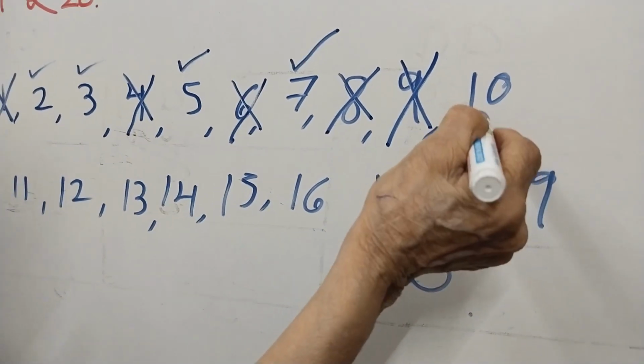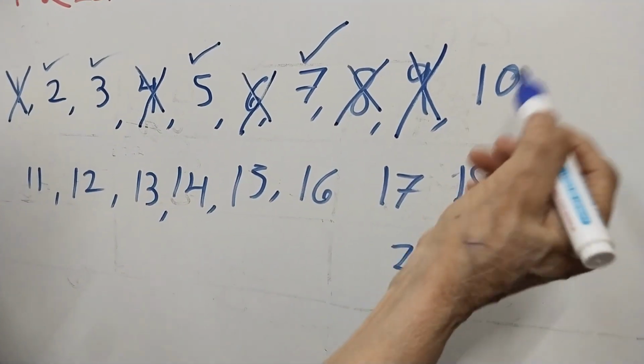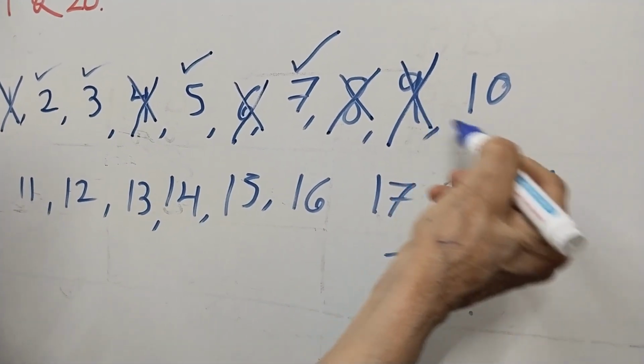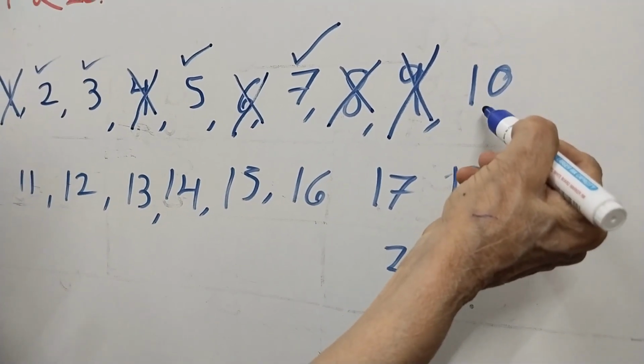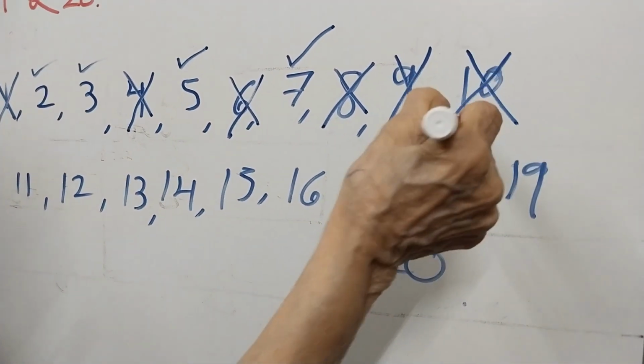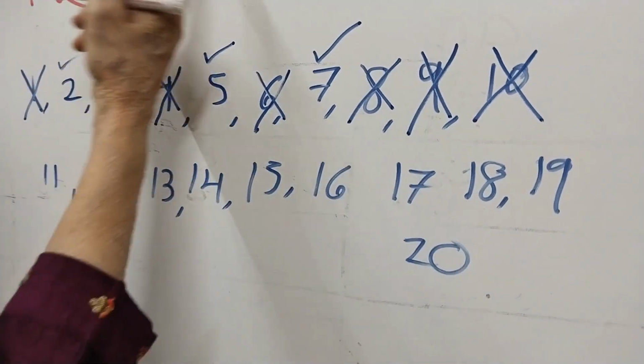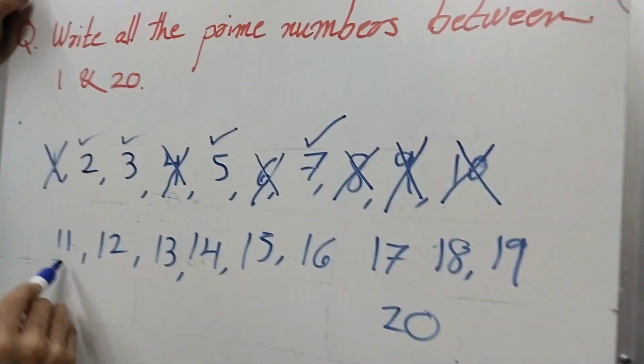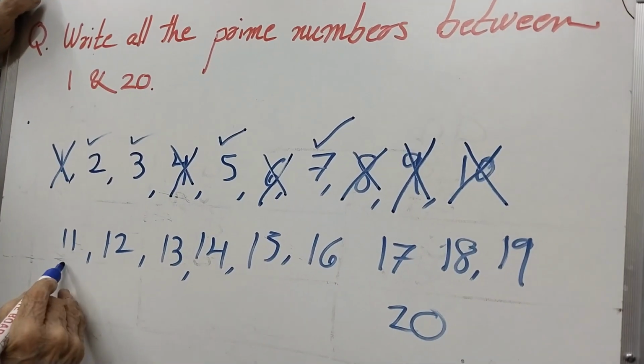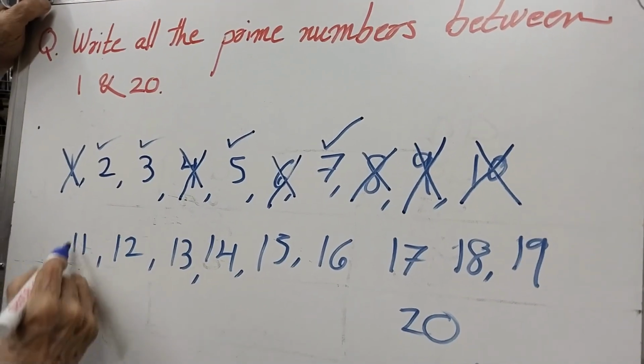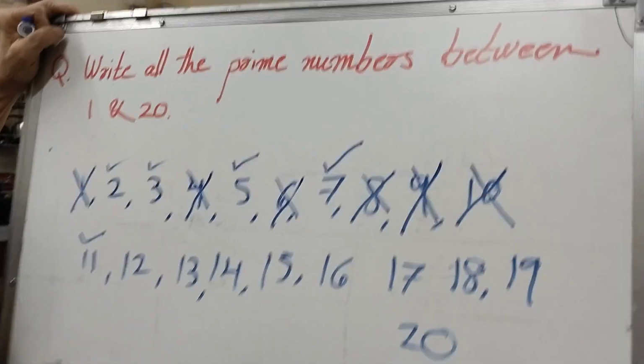Now 10. 1 is a factor, 10 is a factor and 5 2s are 10. So 4 factors are there for 10. So put a cross on it. We want only 2 factors to become a prime number. Now 11. 1 is a factor and 11 is a factor. So this is a prime number.